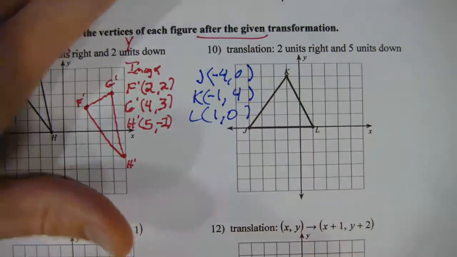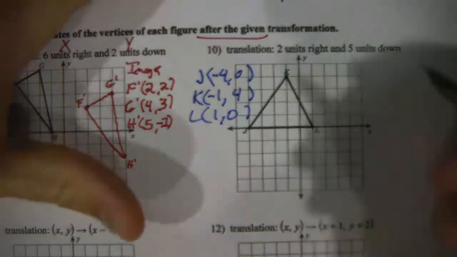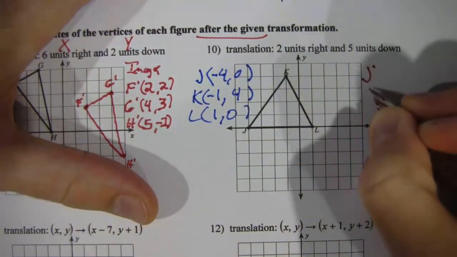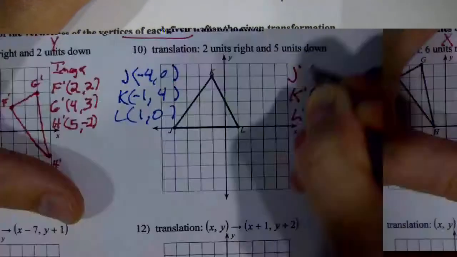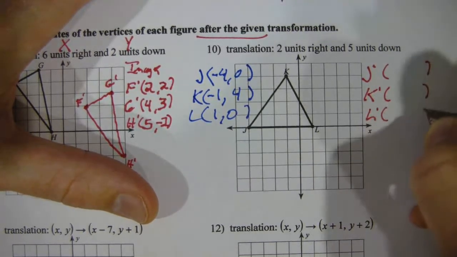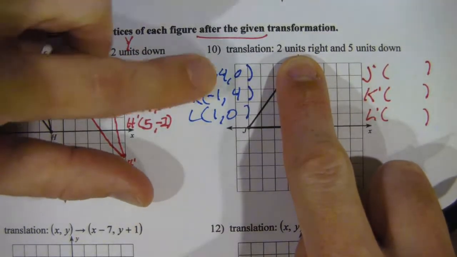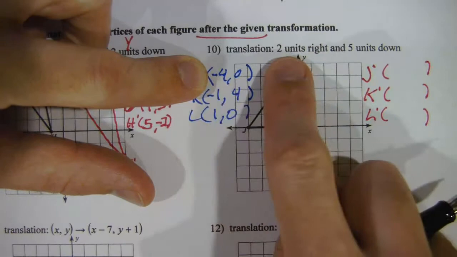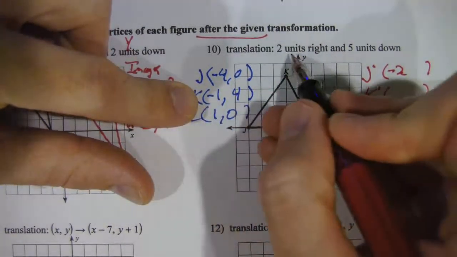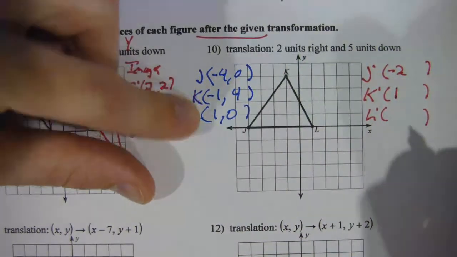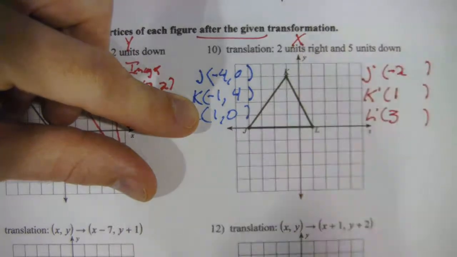All right. Let's make our new image coordinates, and we'll see where we end up. So we've got J prime, K prime, L prime. All right. Let's try J first. It says we're going to go 2 to the right. So if I'm going to the right, that's adding. So -4 plus 2 is -2. All right. -1 plus 2 is 1. 1 plus 2 is 3. Cool. There's all my x's taken care of.